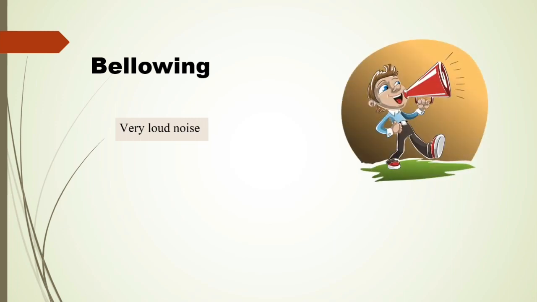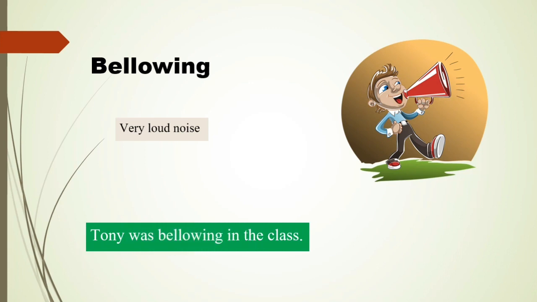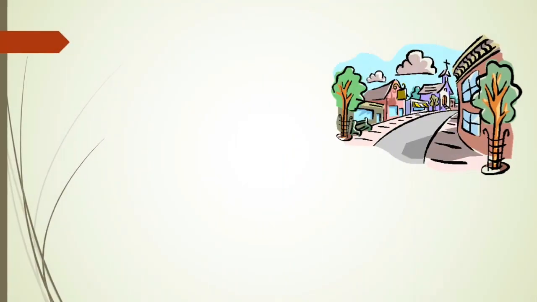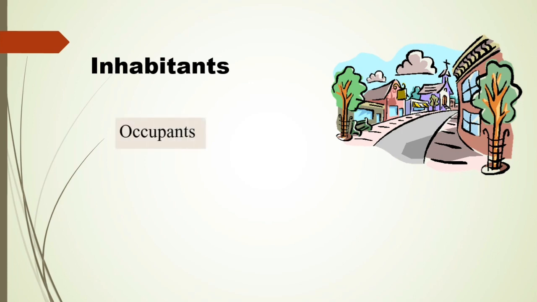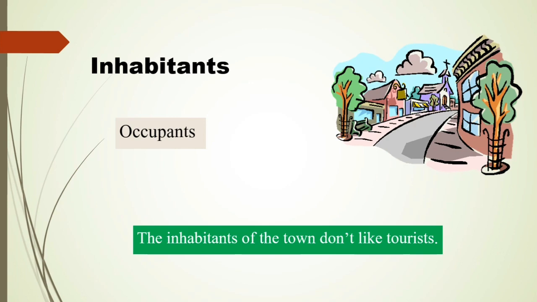First of all, some of the new words related to the story. The new word is bellowing. It means very loud noise, and it can be used in a sentence like: Tony was bellowing in the class. Next, inhabitants. It means occupants, and it can be used in a sentence like: the inhabitants of the town don't like tourists.